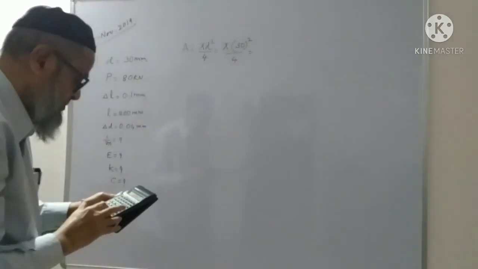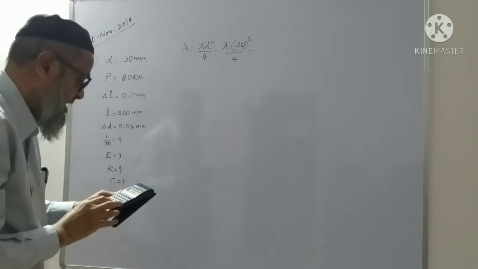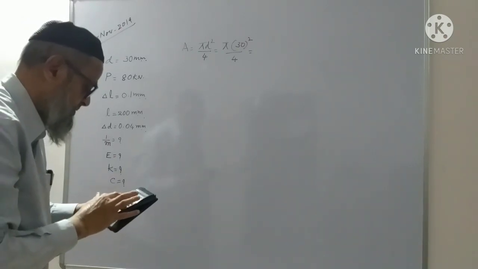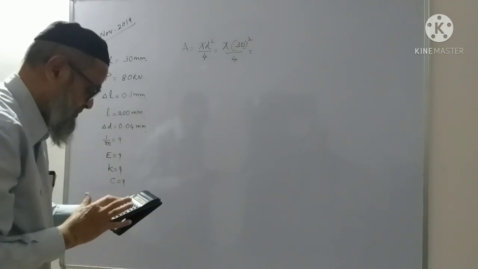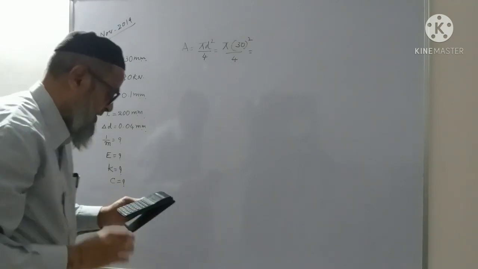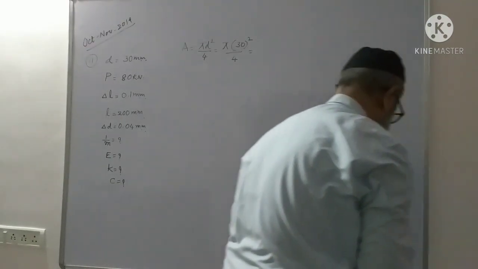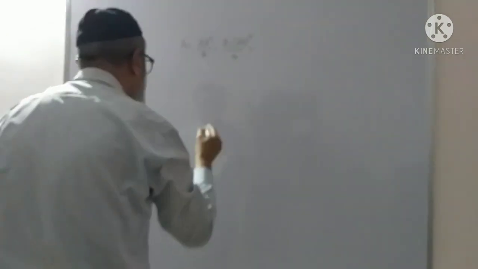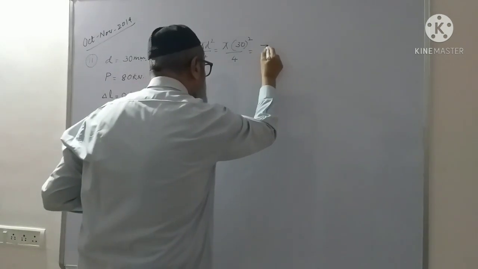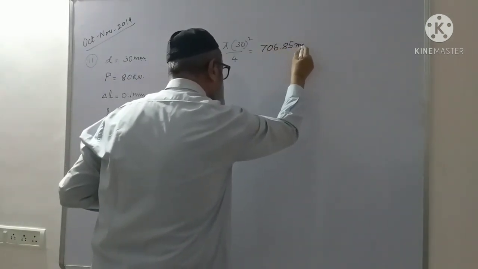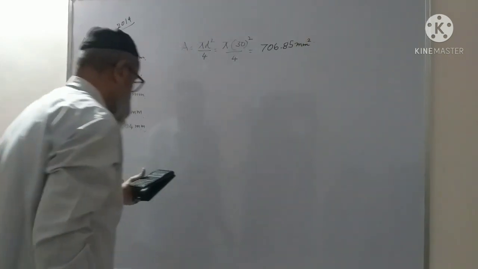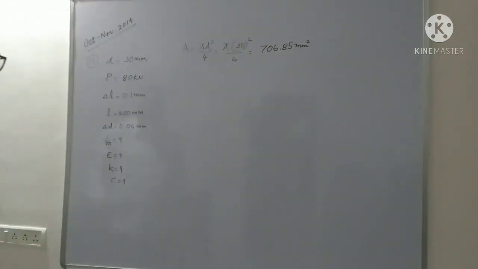Pi into 30 square divided by 4 gives 706.85 mm square. This is the area.